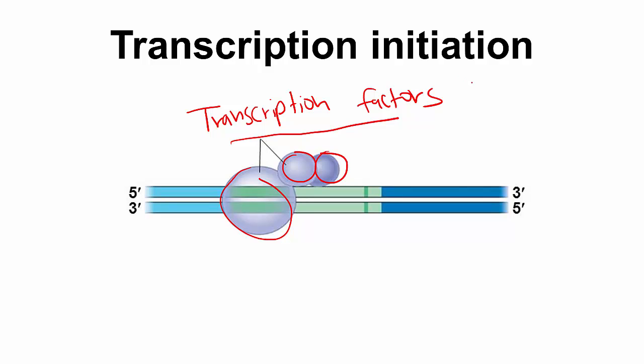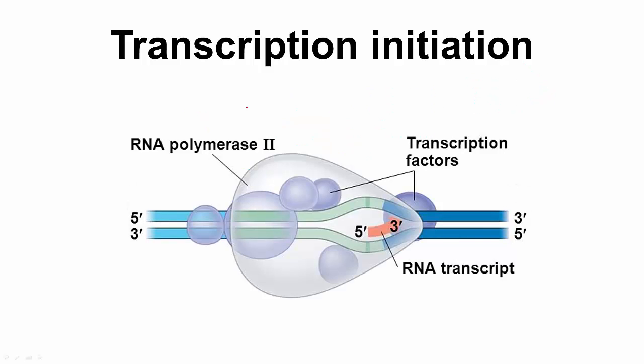Sometimes you'll see these abbreviated as TFs. These are a large variety of proteins that come together and bind to the promoter region, forming these large complexes. The binding of the transcription factors recruits the other major component of the transcription machinery, called the RNA polymerase II. And often you'll see this abbreviated as RNA pol 2.